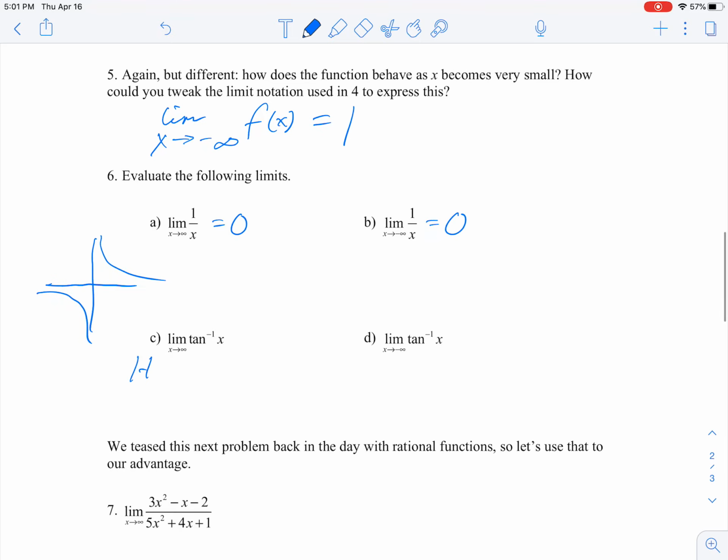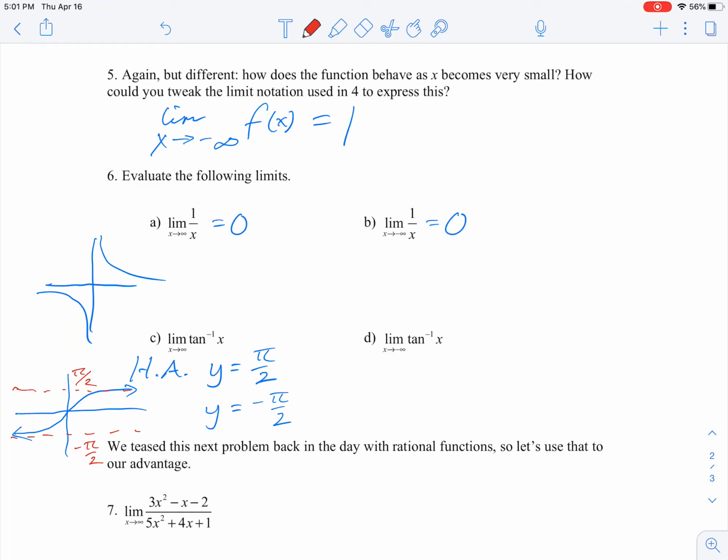Now, the horizontal asymptotes for the inverse tangent function were y equals pi over 2, and also y equals negative pi over 2. If we sketch a graph of this function, we have behavior that looks something like this, with those asymptotes showing up like so. This would be pi over 2. This would be negative pi over 2.